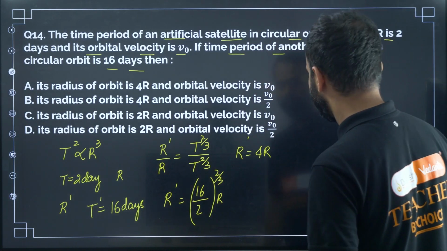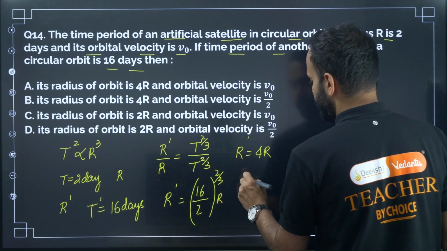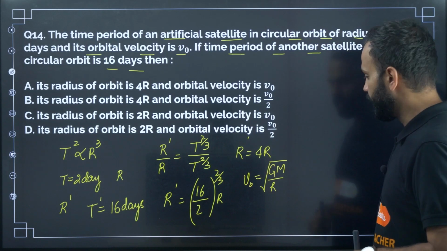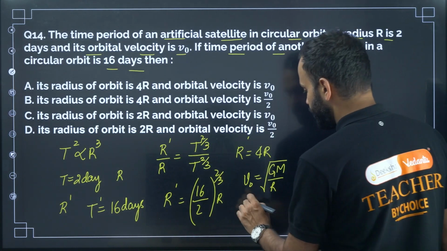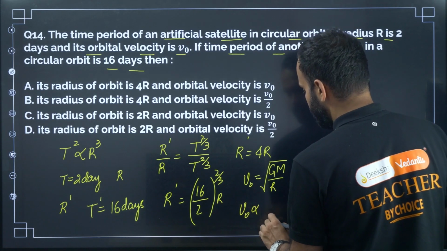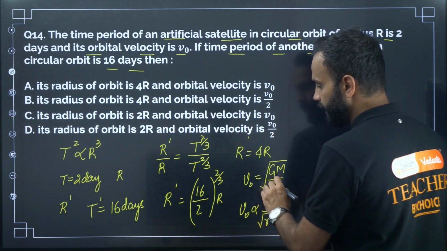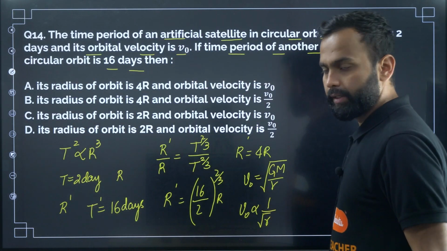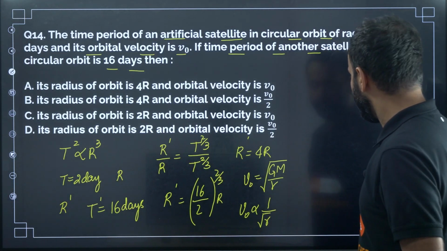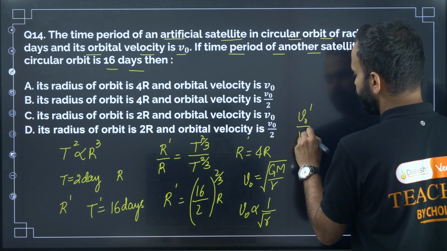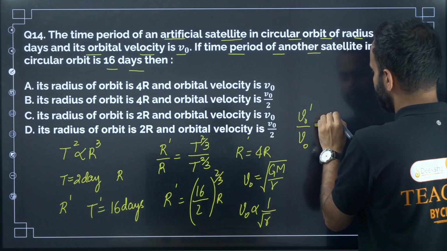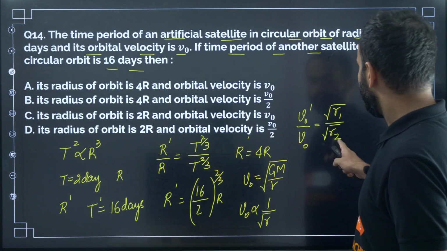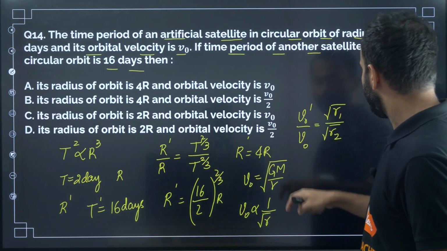So let's find orbital velocity. What is the expression of orbital velocity? V naught is equal to root of GM divided by r, right? From this I can conclude that V naught is directly proportional to 1 divided by root r, where this is small r. So now V naught dash divided by V naught is equal to root of r1 divided by root of r2. r1 is r, we need to find V naught dash, and r2 is 4r.